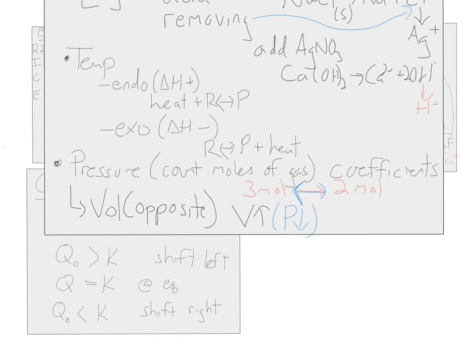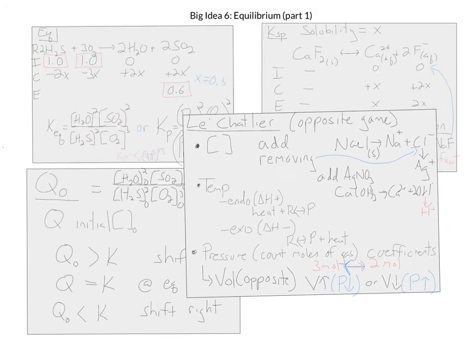If the volume of the container were going down, volume goes down, there are more collisions, there's more pressure. That is our sly way to say the pressure is going up. So what would you do for the pressure to go up? We shift to the side that has less gas molecules. And those are really the ways we handle Le Chatelier problems.